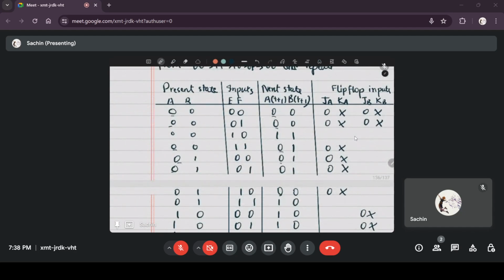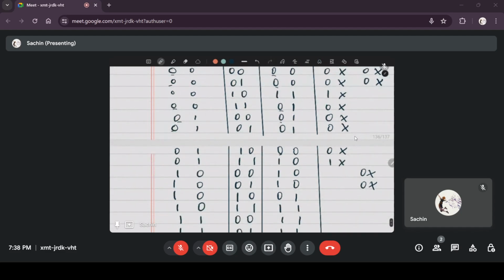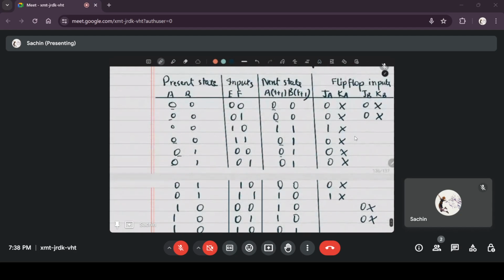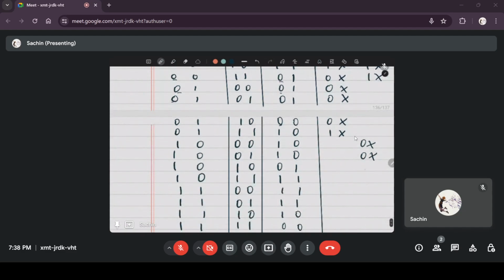Then if it's going from 0 to 1, you need to give input as 1x, 1x, 1x. That's it. In the second flip flop, 1x, 1x, 1x, and 1x.